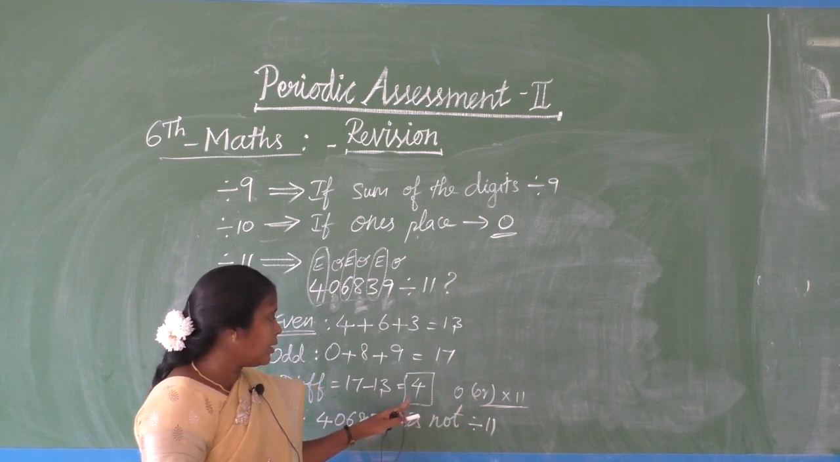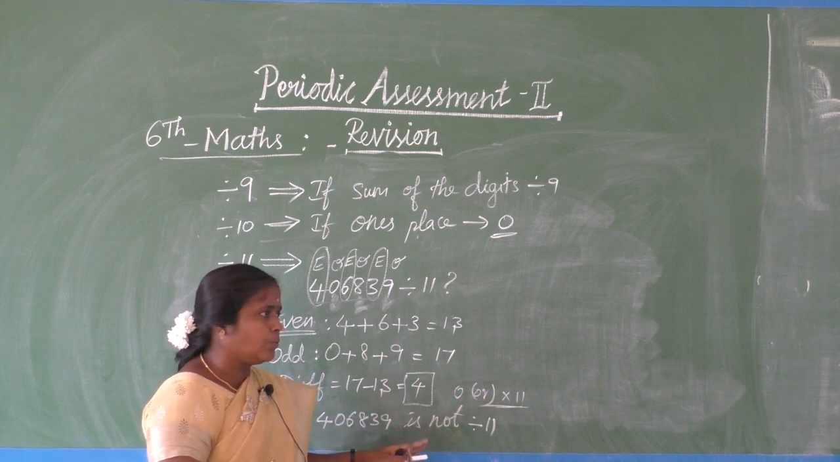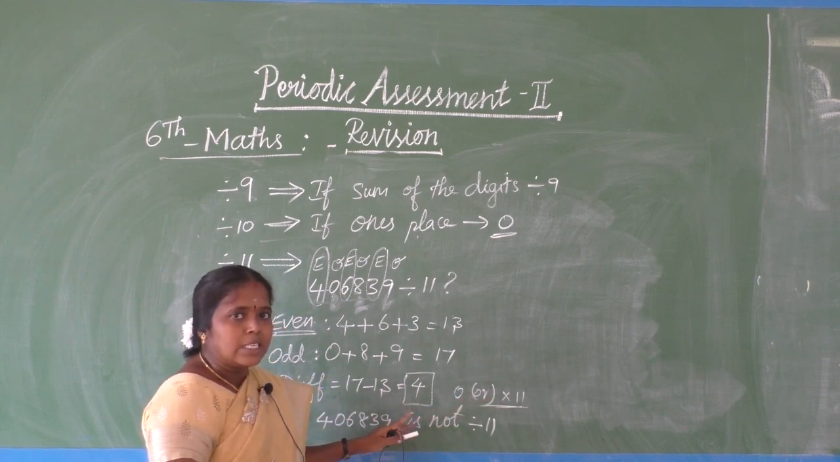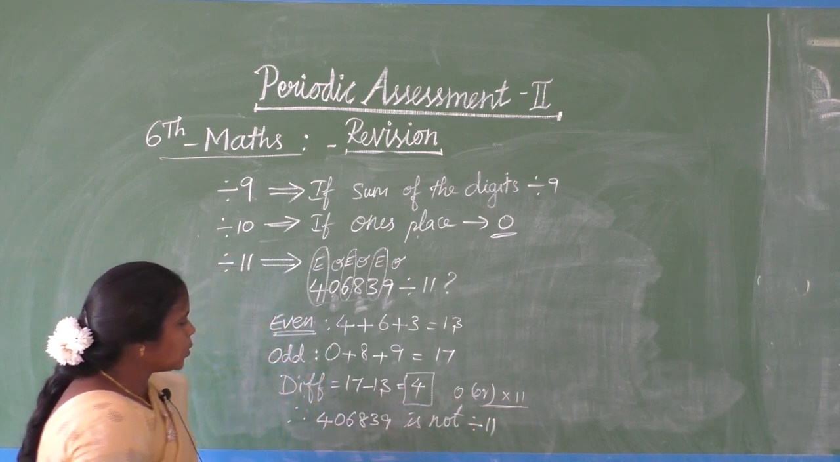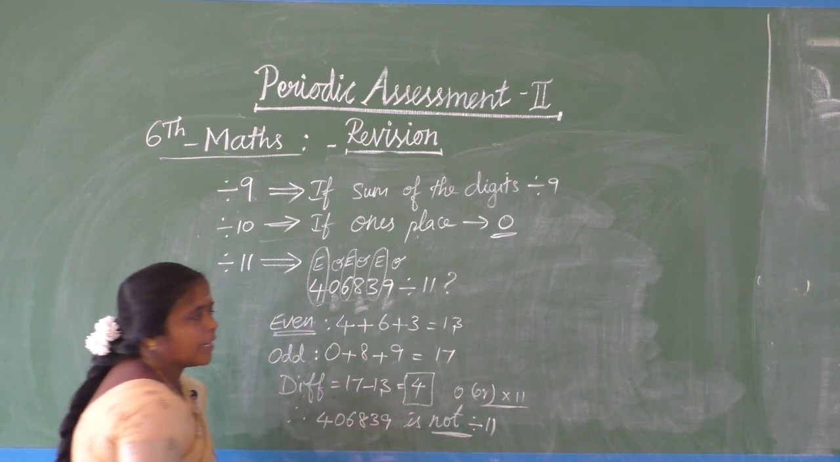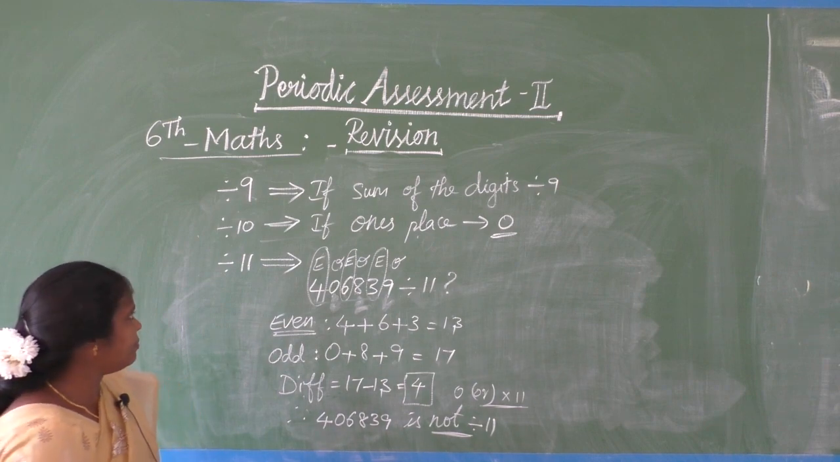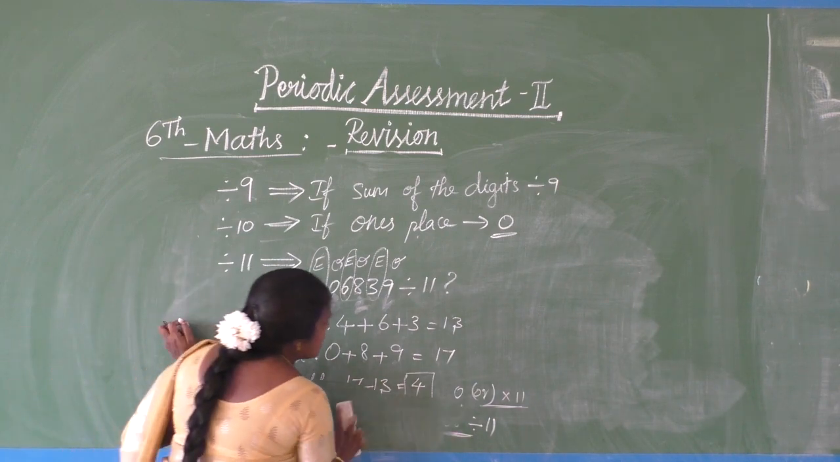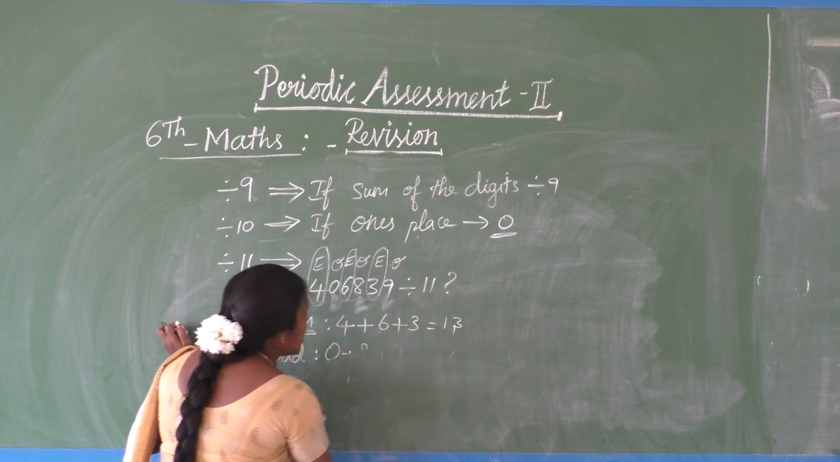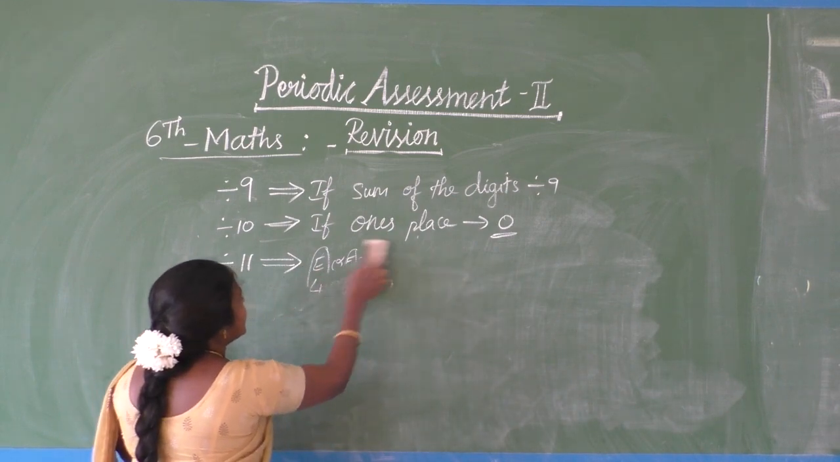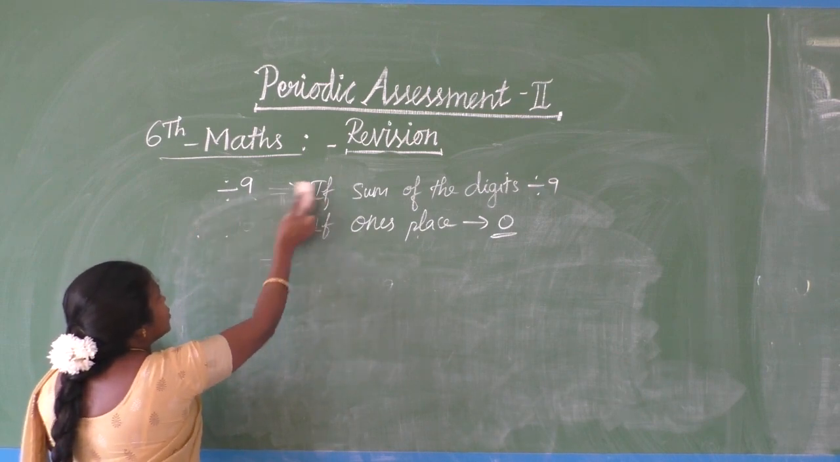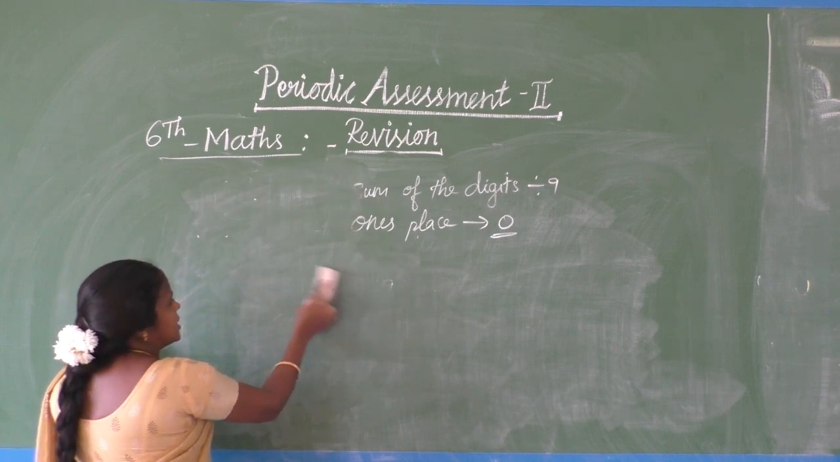But I got an answer other than these two categories. I got 4. So 4 is not a multiple of 11 and not equal to 0 also. So that is why I wrote like this finally. Understood? That's all, children. Divisibility by 2, 3, 4, 5, 6, 8, 9, 10, 11 rules discussed up to this.